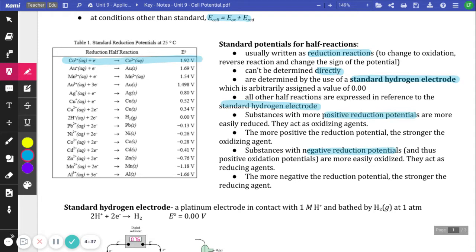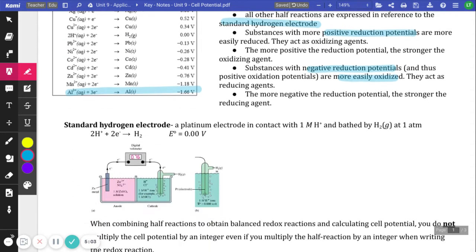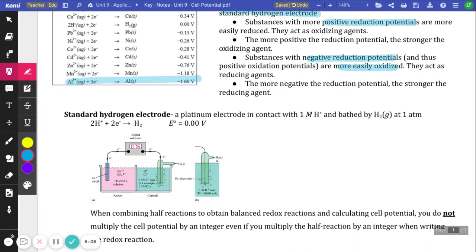Substances with negative potentials are going to be more easily oxidized. Again, if it has a negative potential, like aluminum down here, a really negative potential, it would have a really positive oxidation potential. So it's going to be more easily oxidized, so it's going to be a reducing agent and cause something else to be reduced. The more negative the reduction potential, the stronger the reducing agent, the more likely it is to cause something else to be reduced. Now, like I said, this is just to show you the setup of a standard hydrogen electrode. Nothing super exciting there.